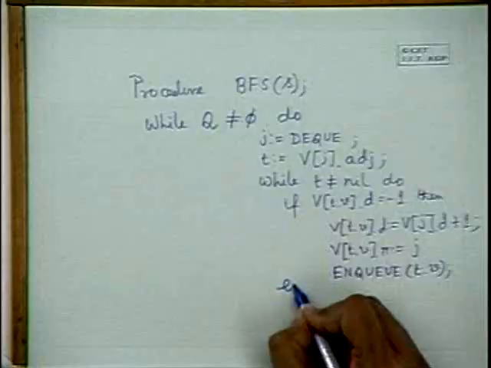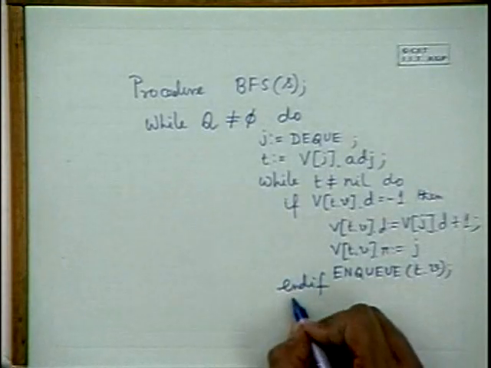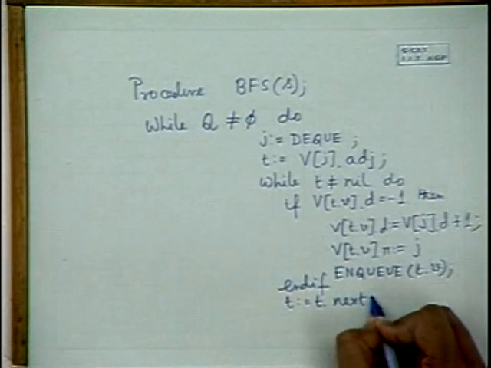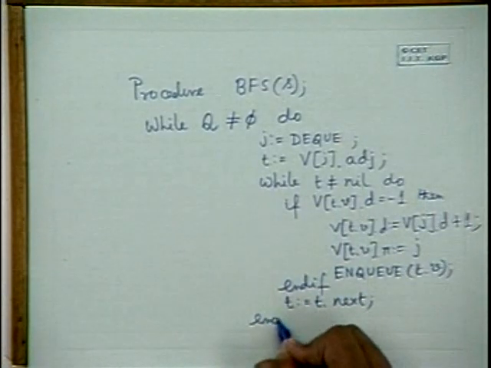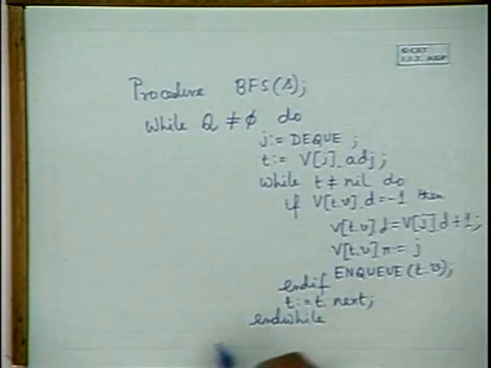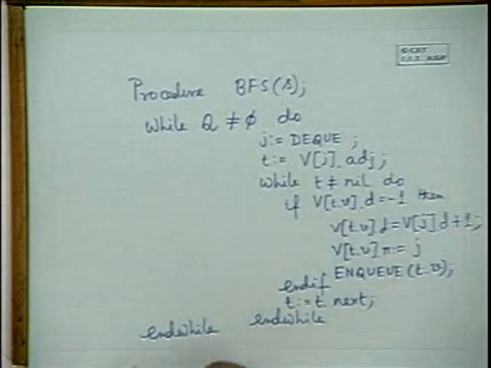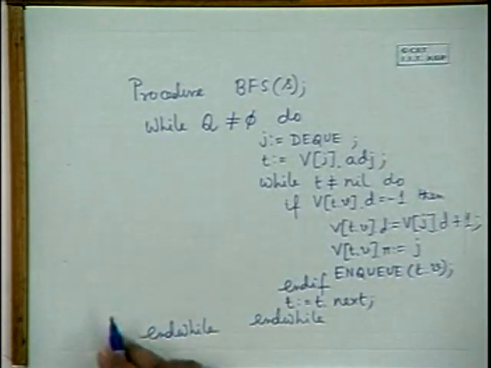So you go over the neighbors of the node j and you NQ all these neighbors to the back of the queue if they are not visited, and you take out the vertices from the front of the queue. If you do this, then all the neighbors will be visited first before you go deep down the tree. And this is your end if. Here t goes to t.next, end while, and this is end while. So this is the algorithm.